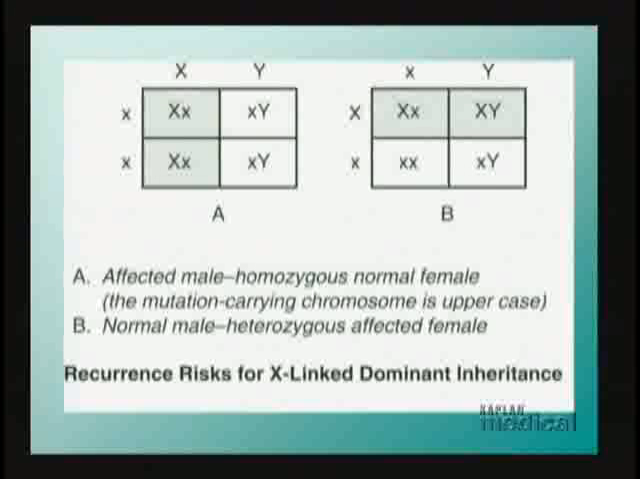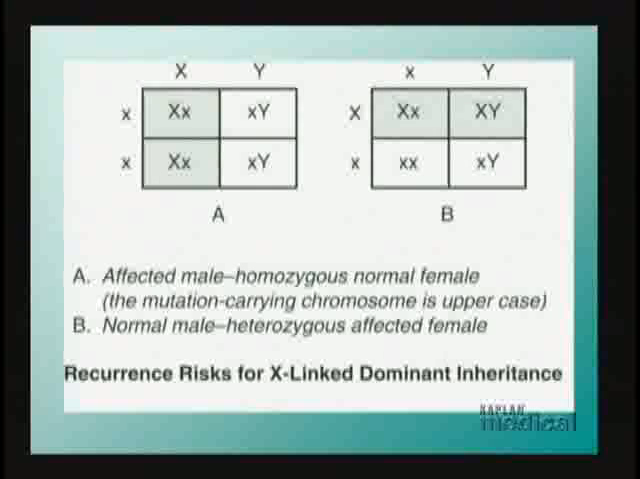On the right-hand side of the screen is the Punnett square representing the results from a mating in couple B. In couple B, the father was normal and the mother is affected by the disease but heterozygous. And I think you can see by looking at the boxes in the Punnett square that for that couple, half of all children would be predicted to be affected by the disease. It doesn't matter whether they are male or female. Half of all children would be affected by the disease.